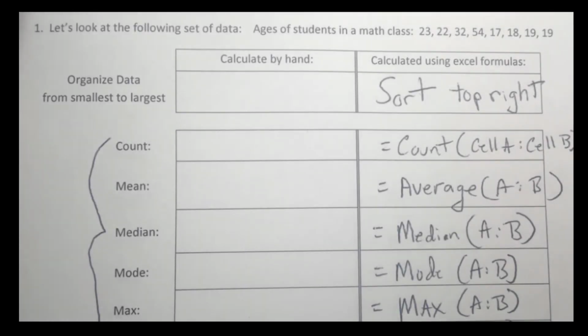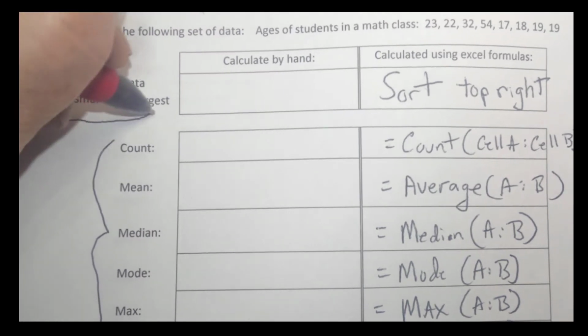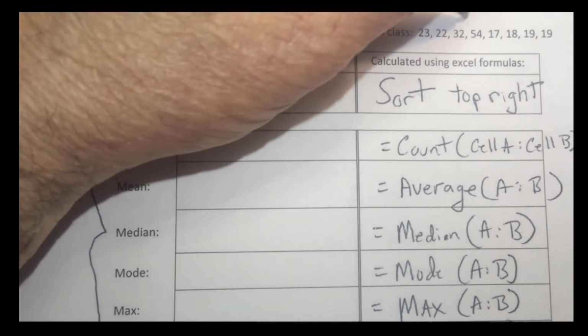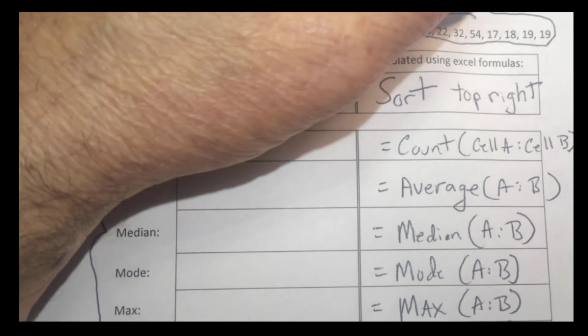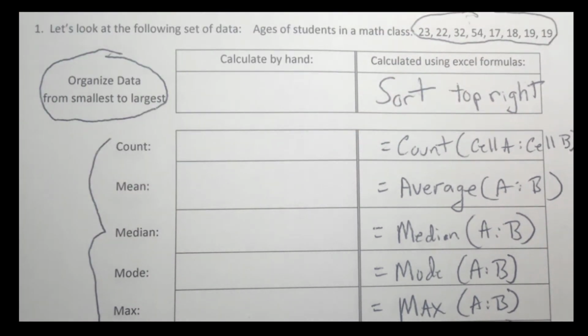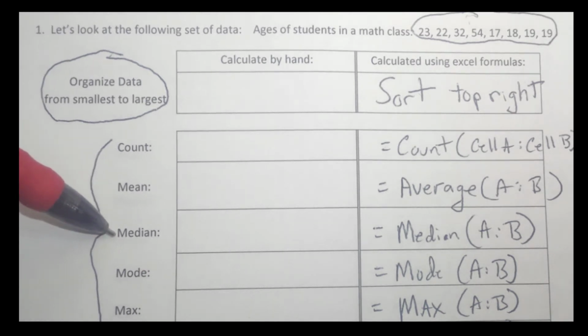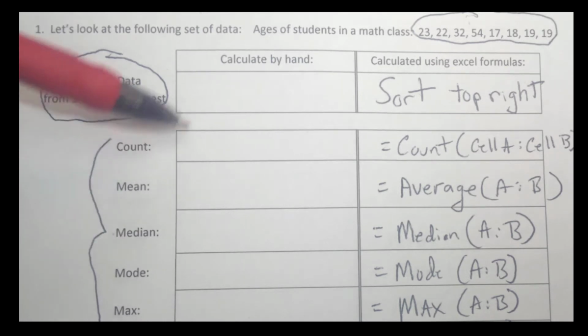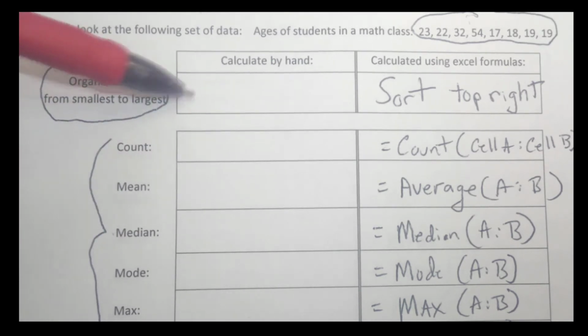Okay, let's look at these descriptive statistics. For one, we're going to organize the data from largest to smallest. So the data we have is the age of students in the classroom. The reason we do this is because there's statistics like the median in which you really need to have the data organized in order to find it.